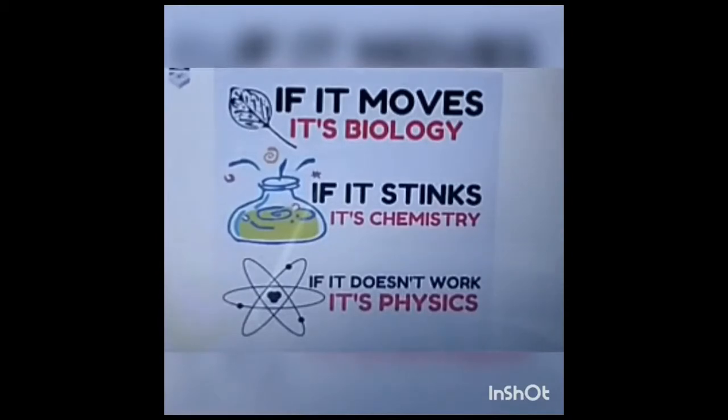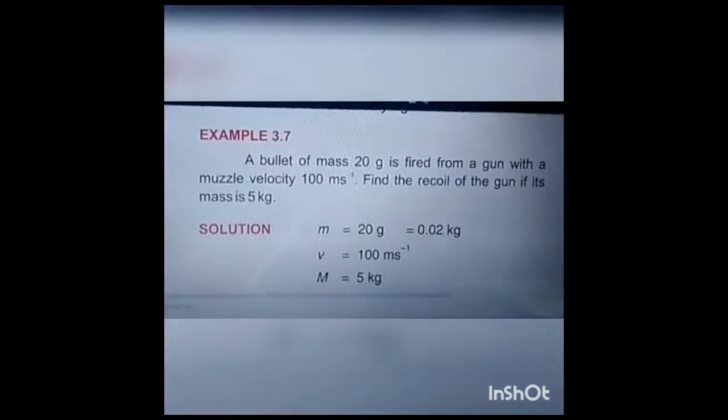So let's start. This is example 3.7. A bullet of mass 20 gram is fired from a gun with a muzzle velocity of 100 meter per second. Find the recoil of the gun if its mass is 5 kg.